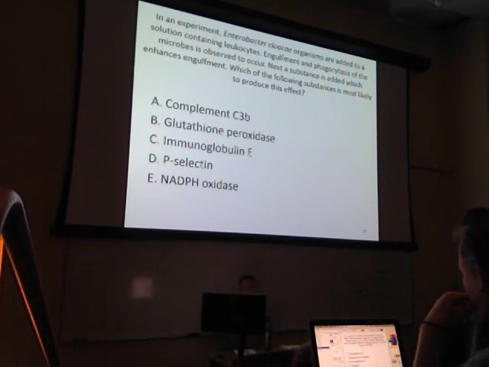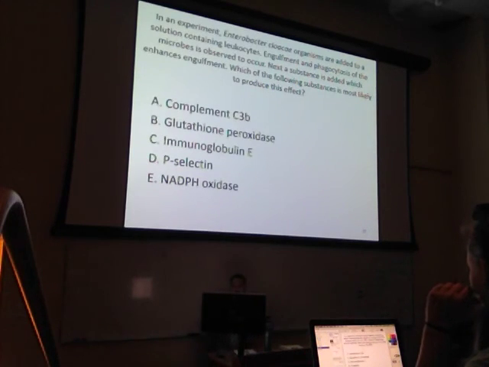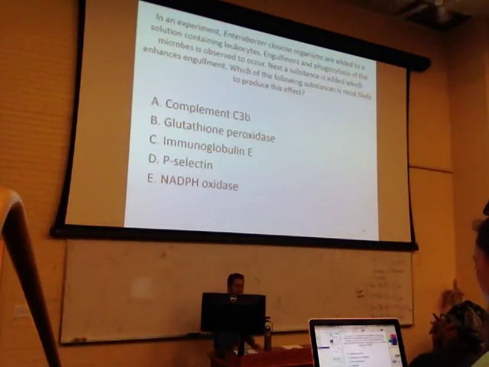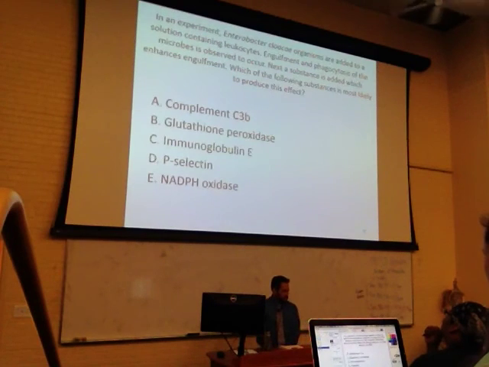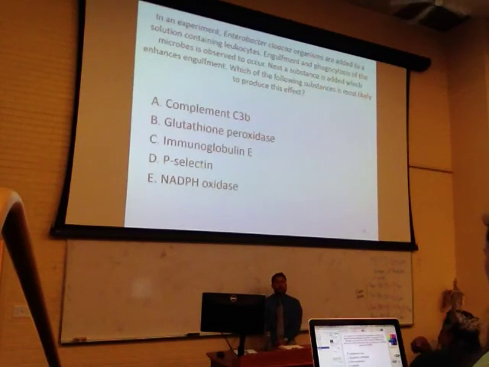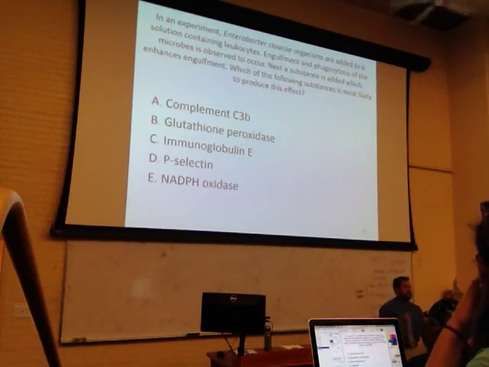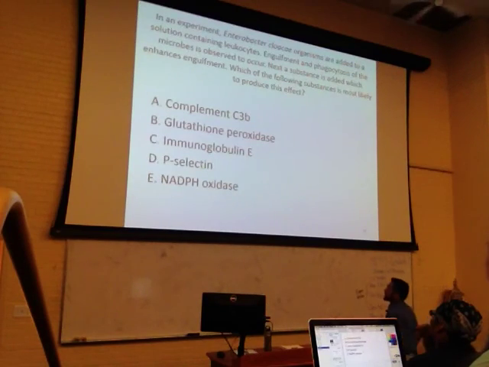In an experiment, enterobacteria organisms are added to the solution containing leukocytes. Engulfment and phagocytosis of the microbes is observed to occur. Next, you add a substance which enhances the engulfment. So which of the following substances is most likely to produce that said effect? A, complement C3b, glutathione peroxidase, immunoglobulin E or IgE, affectionately, P-selectin, or NADPH oxidase. Complement C3b, right? Manufactured in the liver, circulates in the blood plasma. This helps to facilitate engulfment and phagocytosis. We actually talked about that today.